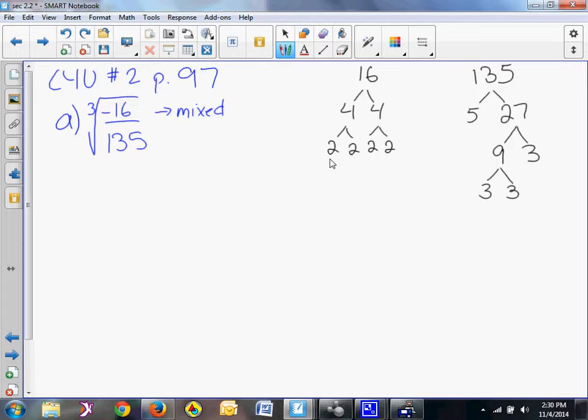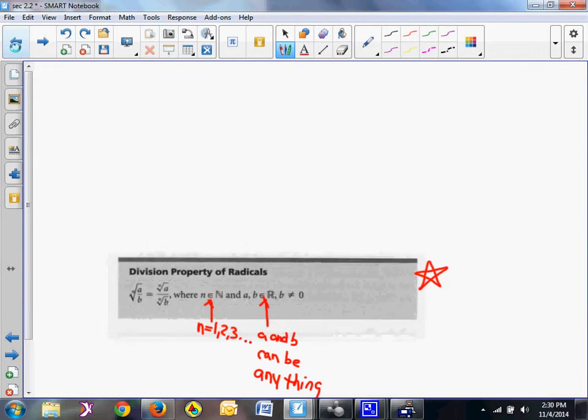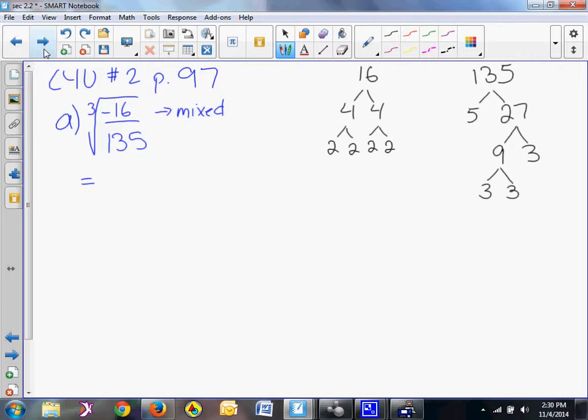So here's what we're going to do. Using the property we just looked at, the one in the box right here, we're going to write this as a slightly different looking fraction. So I'm going to have the third root of negative 16 over the third root of 135.